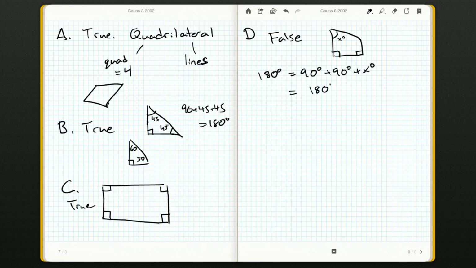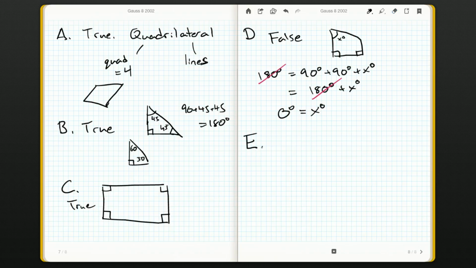90 plus 90, that's 180 degrees, plus x degrees. If we cancel out on both sides, this 180, we're left with 0 degrees is equal to x degrees. You can't have a triangle where one of the angles has 0 degrees. It doesn't make sense. We always have to open a little bit if we're going to make a triangle. Okay, so this one appears to be false. And at this point, I would probably stop, bubble in D, and move on to the next part.